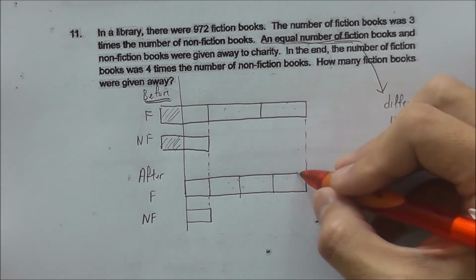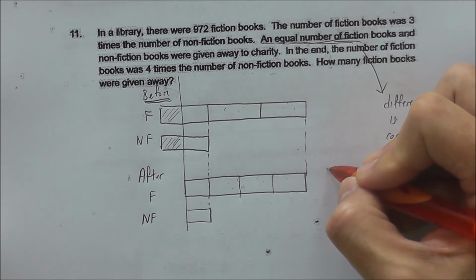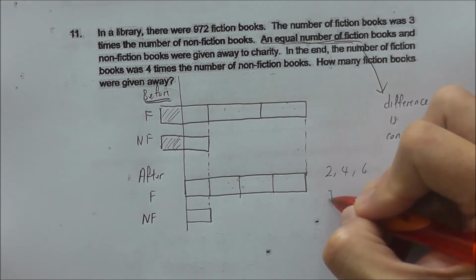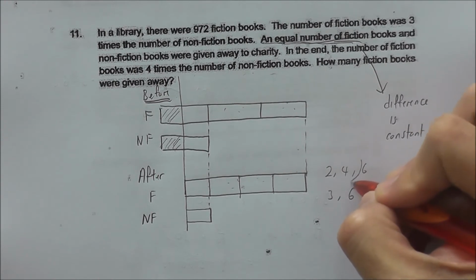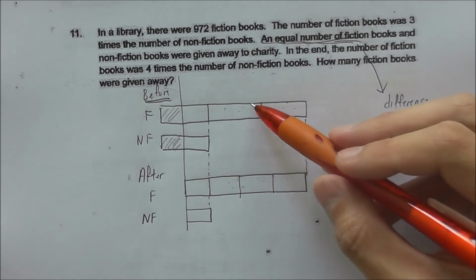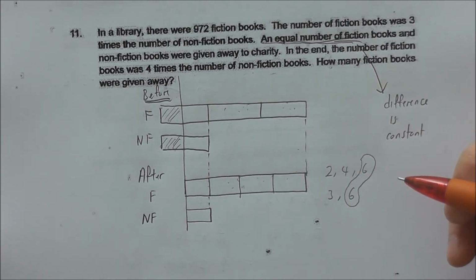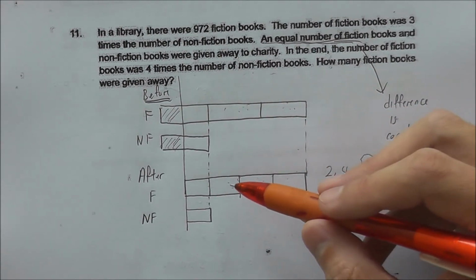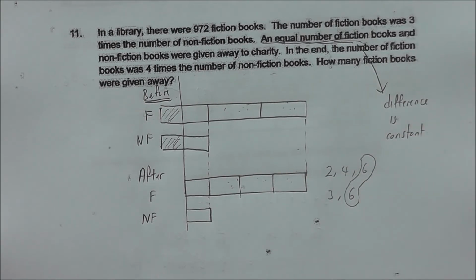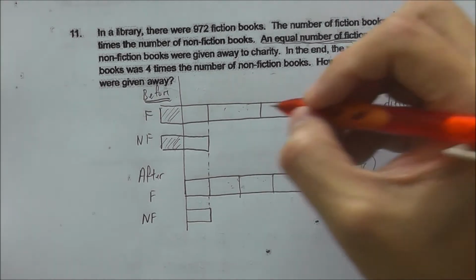If you are not sure how to do it, let me just show you. This is 2, this is 3, right? So we list out the multiples. So 2, 4, 6. This is 3, 6. So can you see that the lowest common multiple here is 6? So we will cut these 2 big units into 6 smaller units. We will cut these 3 smaller units into 6 even smaller units, right? So we can do it this way.